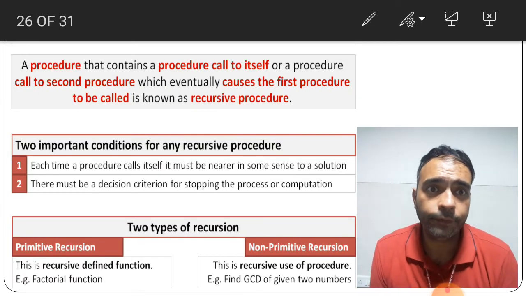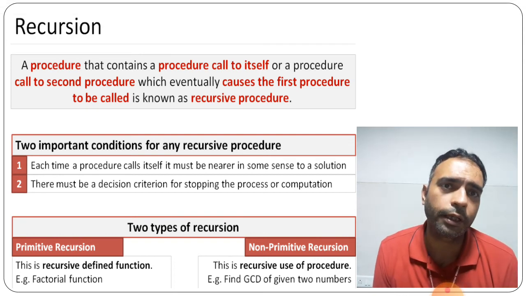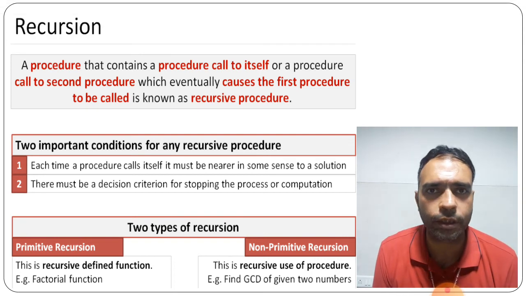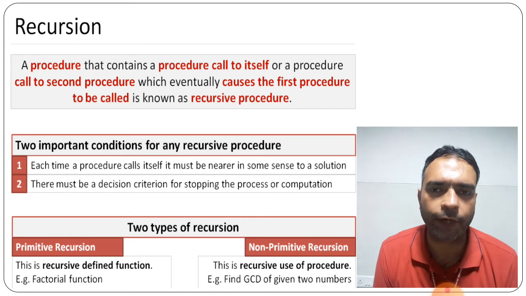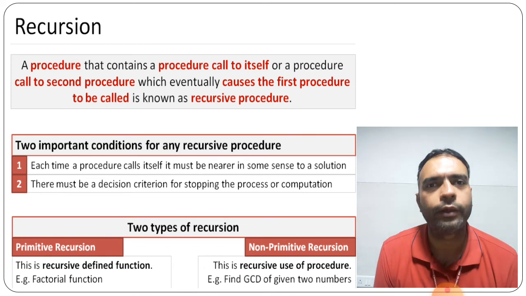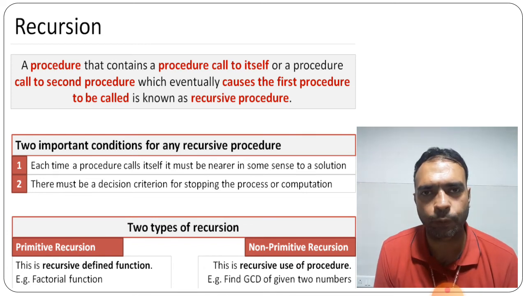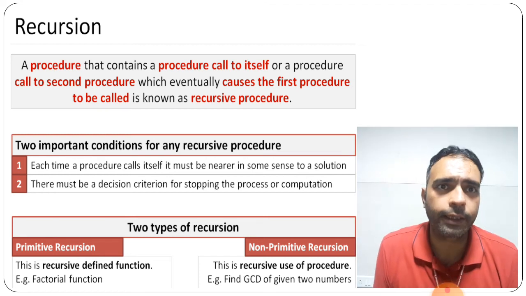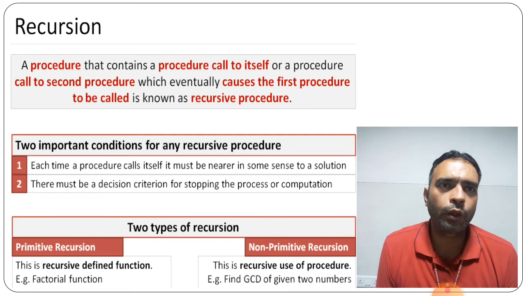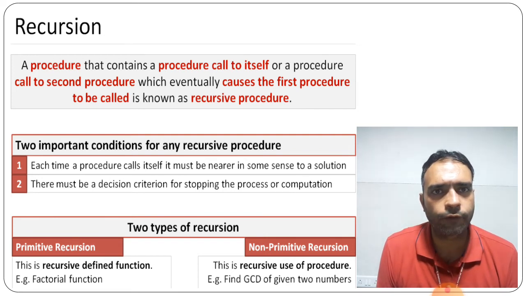So now next thing here we can see is recursion. What is the meaning of recursion? A procedure or method which calls itself, with the same name, is recursion. Suppose, for example, generally factorial is taken, factorial can call itself again and again in the further procedure. So the main definition of recursion is that a procedure that contains a call to itself, or a procedure that calls a second procedure which eventually causes the first procedure to be called, is known as a recursive procedure.